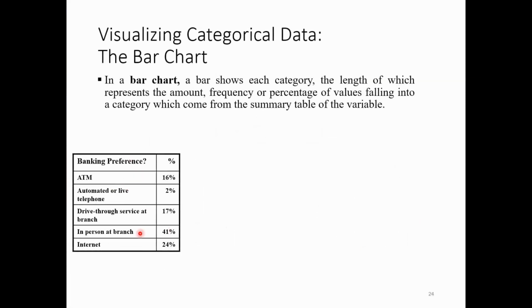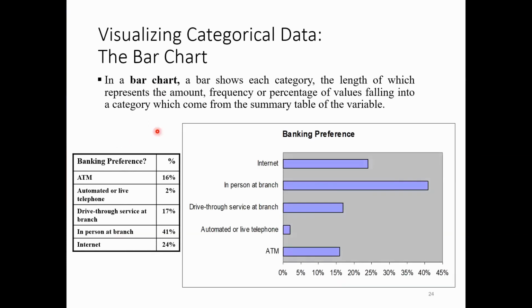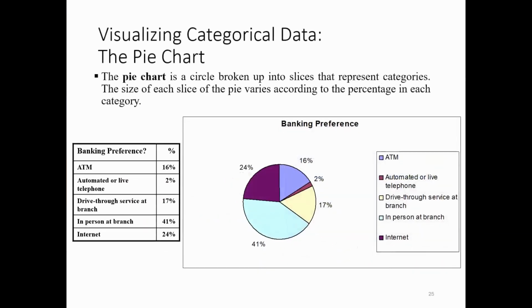Now, this was an example we looked at where we looked at the banking preference and you're given the categories and the data pertaining to those categories. You have only one category. So you're going to use a bar chart to represent this. This is what a bar chart looks like, right? This is representing this data. Then what does pie chart look like? Something like this. A circle is broken up into slices, right?